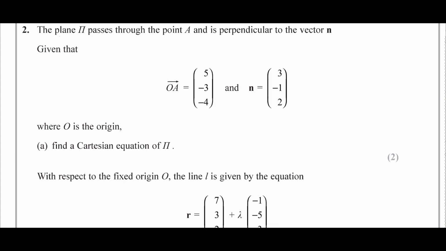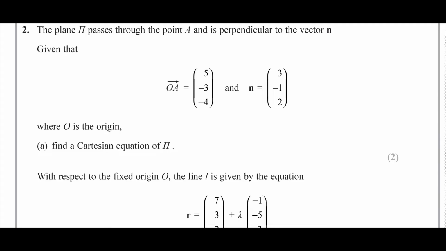Question 2. The plane pi passes through the point A and is perpendicular to the vector n. Given that OA is equal to (5, -3, -4) and n is equal to (3, -1, 2), where O is the origin, we have to find a Cartesian equation of pi.